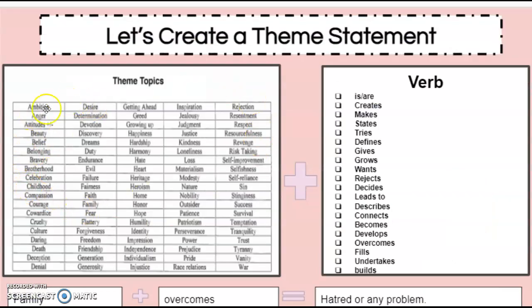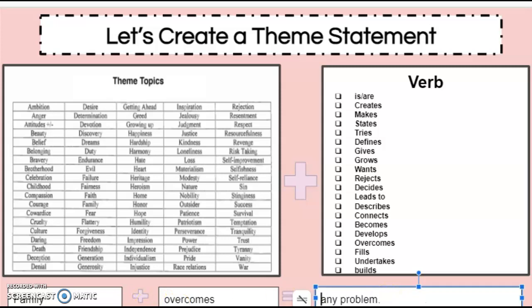So this is an example of some theme topics that I had you guys look at. And then here are the verbs in order to create a theme statement. So in class, we created a theme statement based on the movie Frozen. So, for example, I said family overcomes, that was our verb we chose, hatred or any problem. I really like family overcoming any problem.